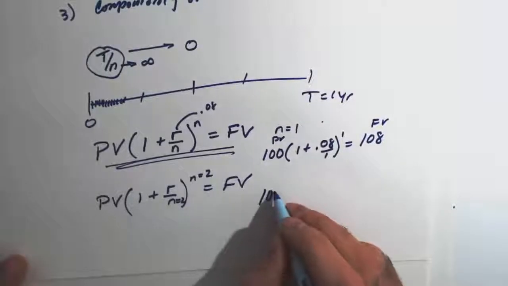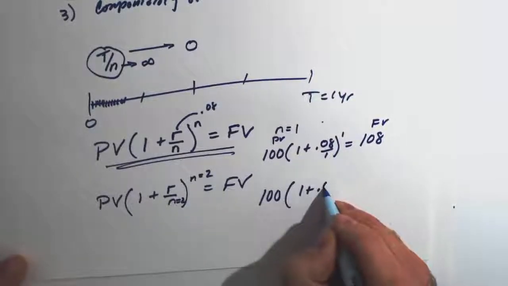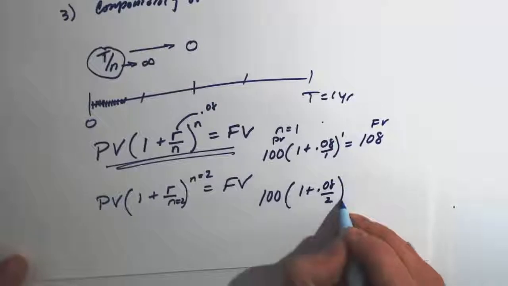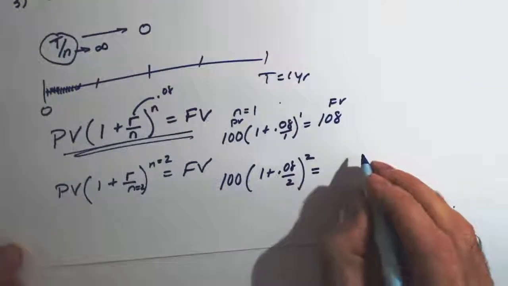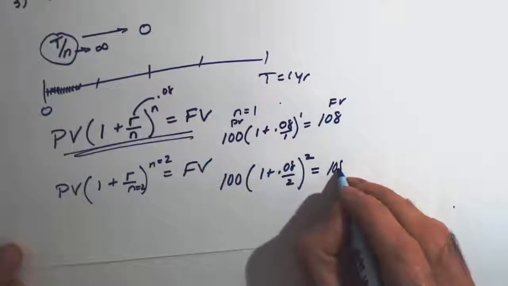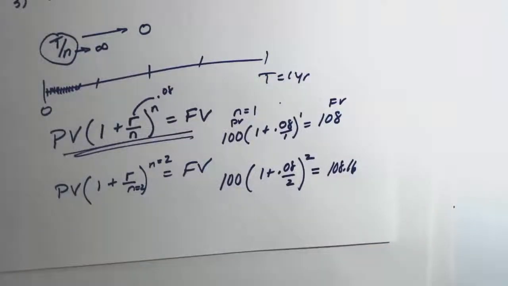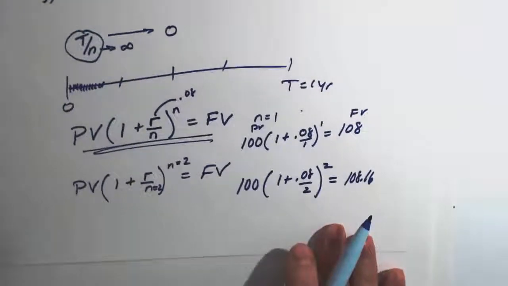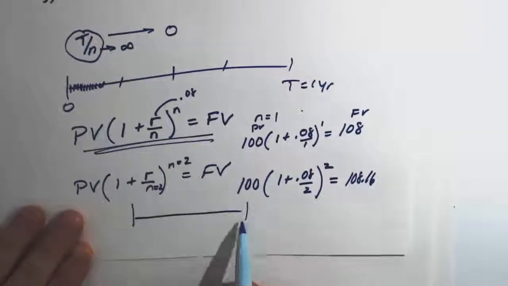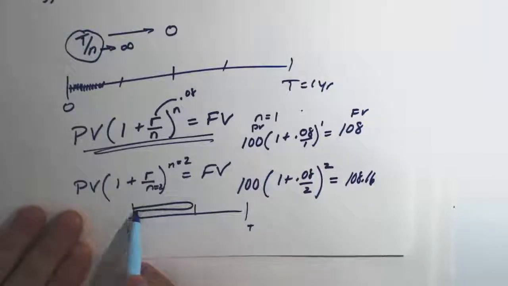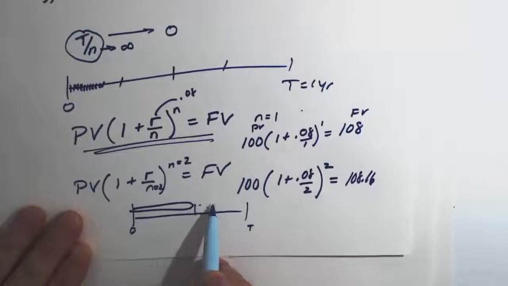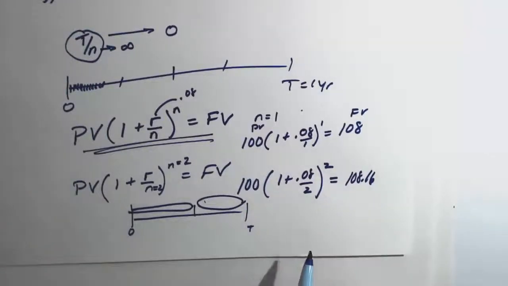And so the math now becomes 1 plus 0.08 divided by 2, to the second power. And mathematically, that comes out to be 108.16. So you make an extra 16 cents if you have semi-annual compounding, because you're compounding this period, and then this period compounds the next period. Okay, so you earn an extra 16 cents out of that.